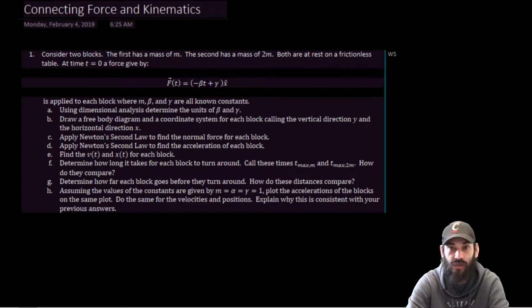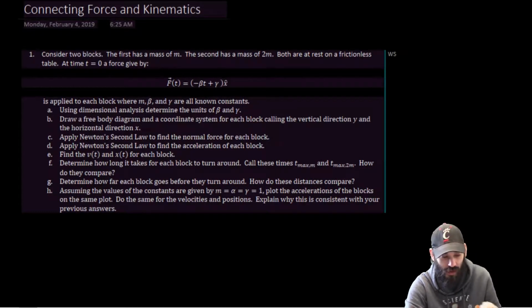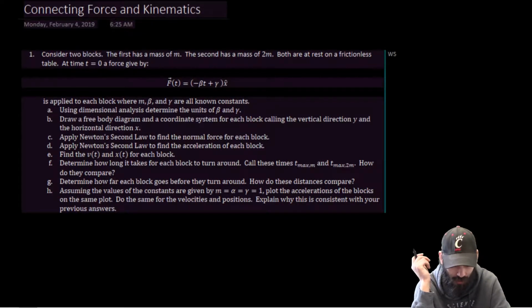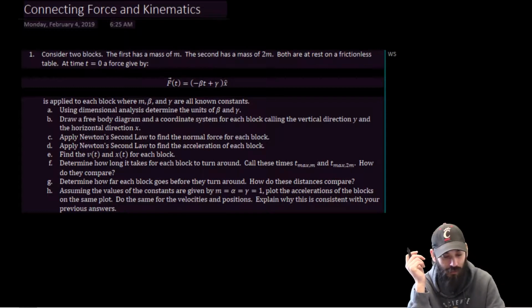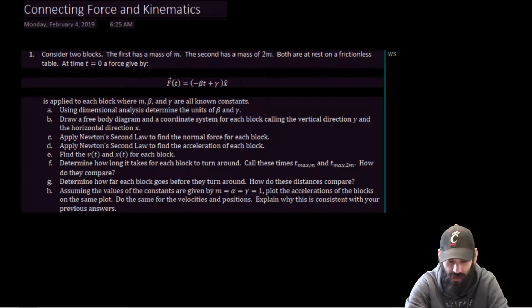Okay, so this video is going to provide the solutions to the connecting force and kinematics problem that I gave you guys on Monday. So to start out with, this problem says, consider two blocks. The first has a mass of m, the second has a mass of 2m. Both are at rest on a frictionless table.